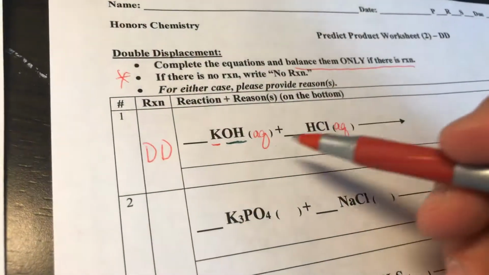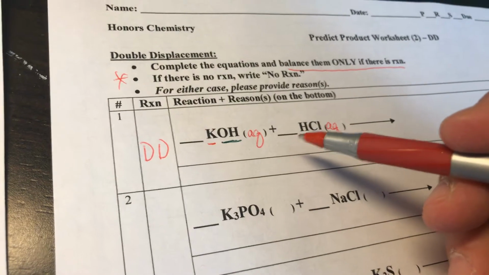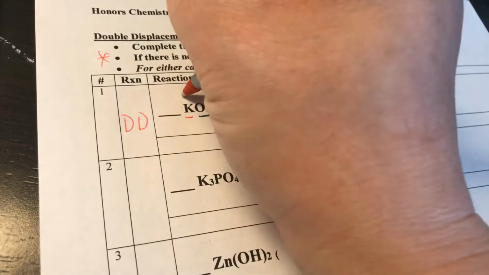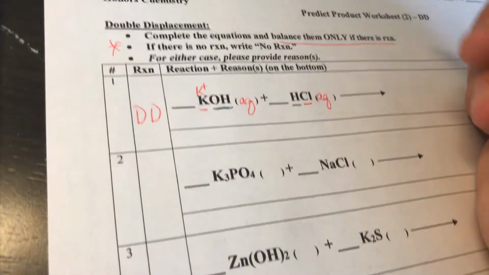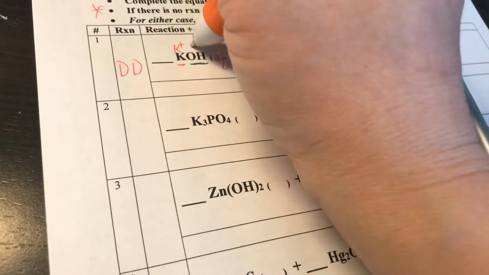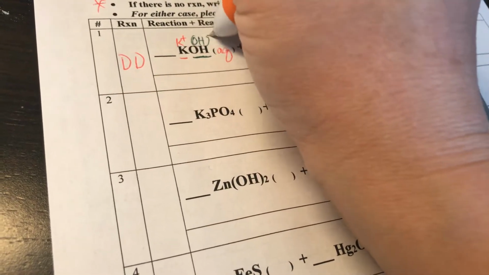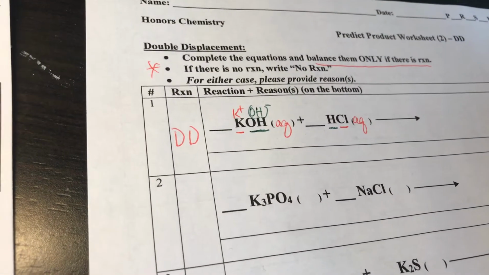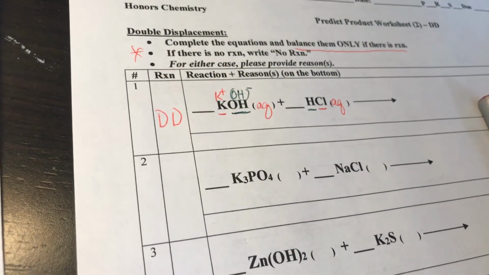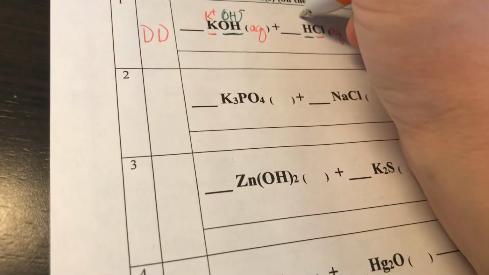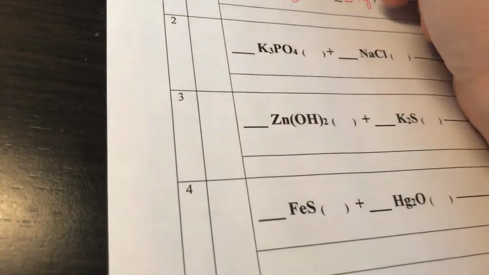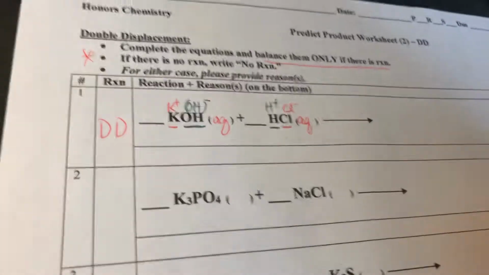Now you do the crossover yourself in your mind. So KOH, you break it down, I will have red pen K plus, and then OH minus. So green, red, and green. And then here, if I break it down, I will have H plus in green pen, and then Cl minus.